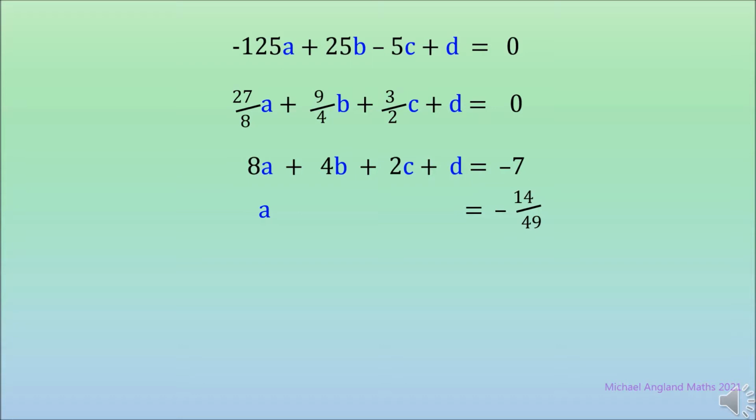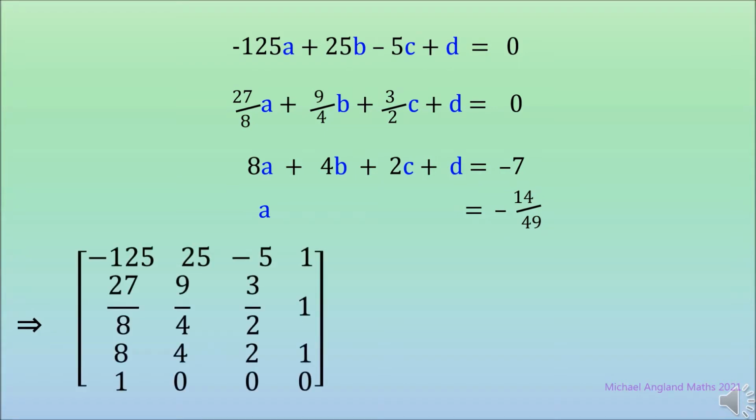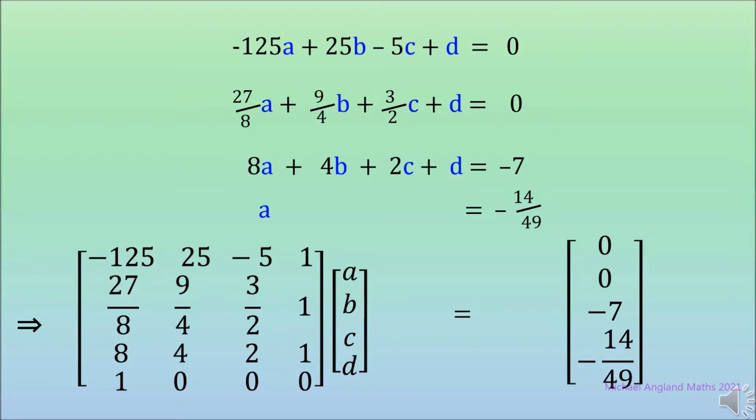Now, what I can do to the above is present it like this, here below. What I've done is I've separated out the coefficients of a, b, c, and d and presented them in matrix form. So that 4 by 4 matrix multiplies into that column vector to give the left-hand side. That is the side on the left-hand side of the equals sign above. And on the right-hand side, if you look above, we've got going downwards 0, 0, minus 7, minus 14 on 49. Well, that's on the right-hand side here.